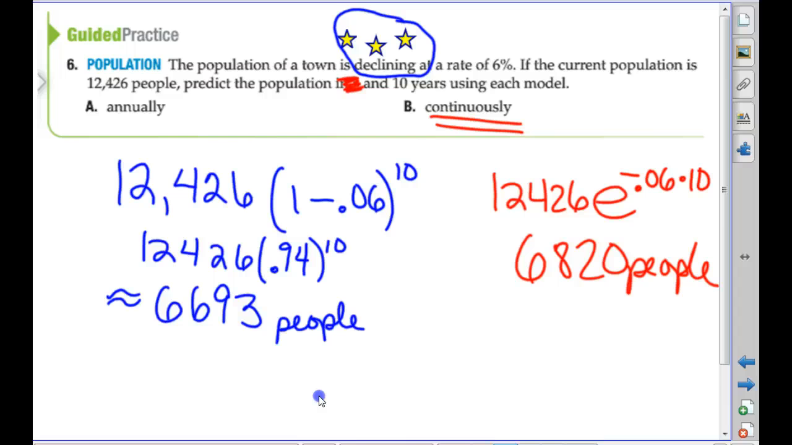I thought that continuously declining would be less people because it's more interest. It grows faster. I don't have a good answer for that. I'll ask Ms. Falzone if she can explain that to me, because when you put your interest in continually, your money grows faster. So why wouldn't this be decaying faster? I kind of had the same question.